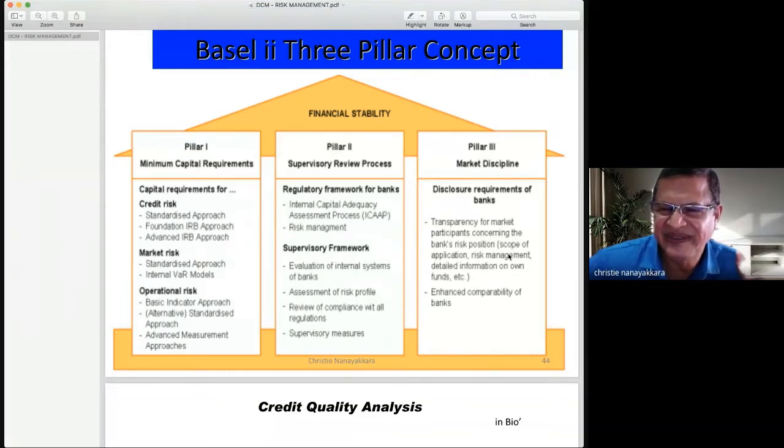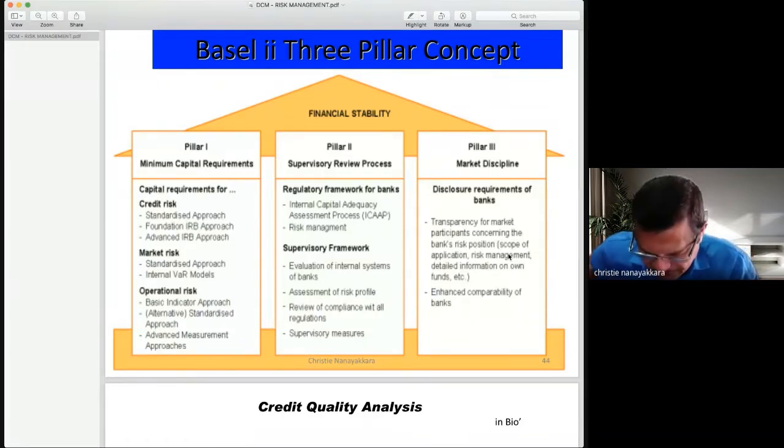Say your equity is 10 and your risk weighted assets are 100, then your capital adequacy ratio is 10%. If you have risk weighted assets of 200, and you have only 10 capital, then your capital adequacy is 5%. The regulation under Basel II was for you to have a 10% capital adequacy ratio.